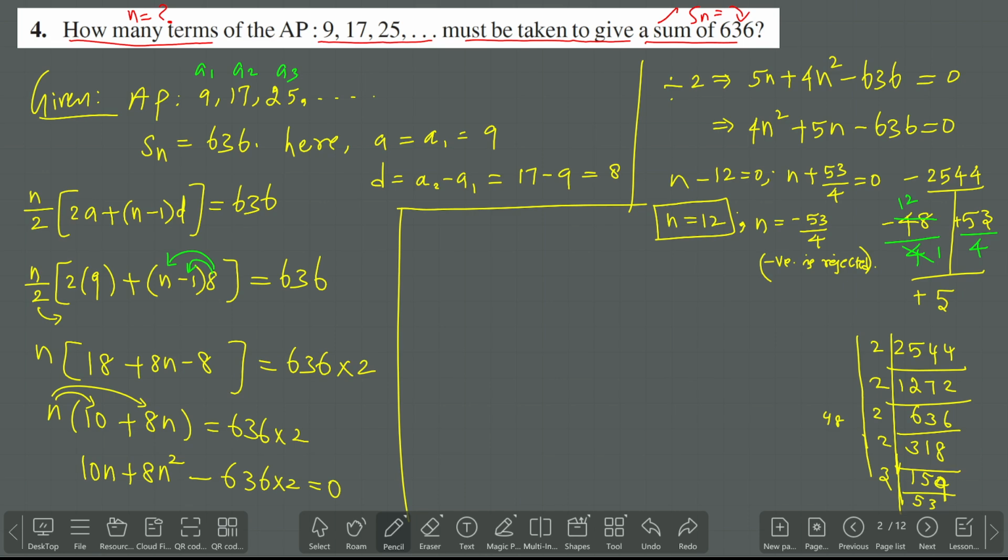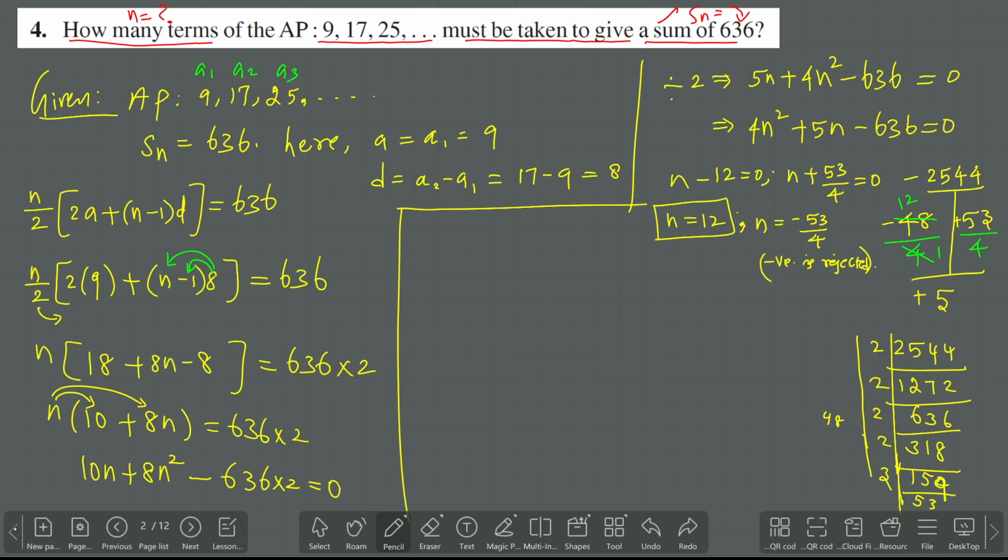That's it. They only asked to find how many terms. So, when we add 12 terms, we are getting 636. That means S12 equal to 636. That is the meaning here. Do you understand? No need to check. Just write: therefore, the sum of 12 terms is 636. Like that, you can complete it in a word statement if you want, because the question is asking like that. Understand? Right.